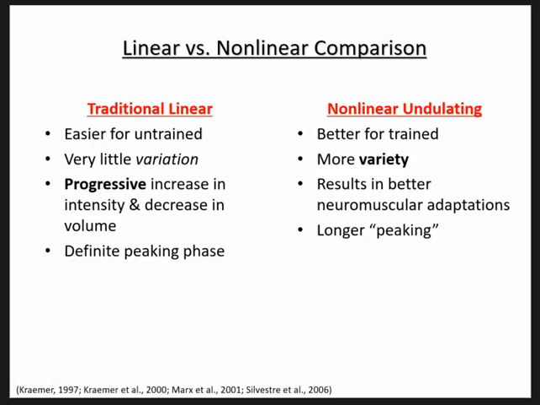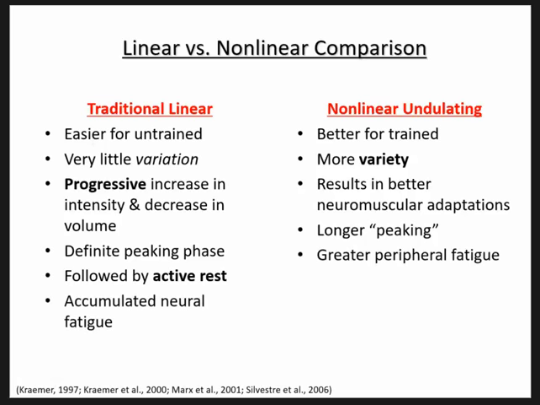There's a definite peaking phase in linear. If you follow those patterns, you're most likely to hit a peak at the very end. But for undulating, we can have longer peaking, or we can have multiple peaks, so we can hit another peak within the phase. What's next? So next, the definite peaking phase is followed by an active rest, where with undulating, you can kind of schedule your active rest whenever is appropriate for the athlete.